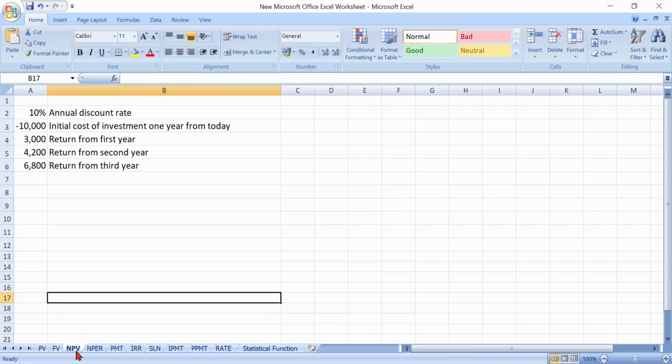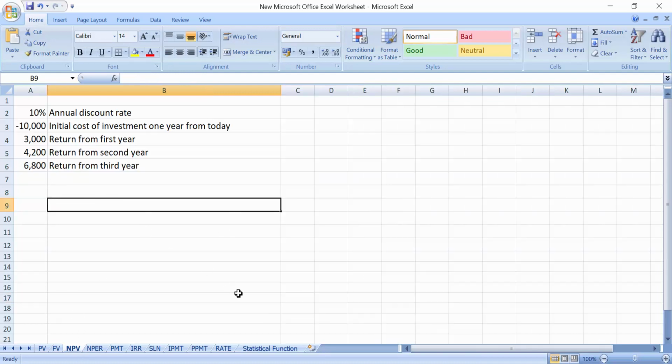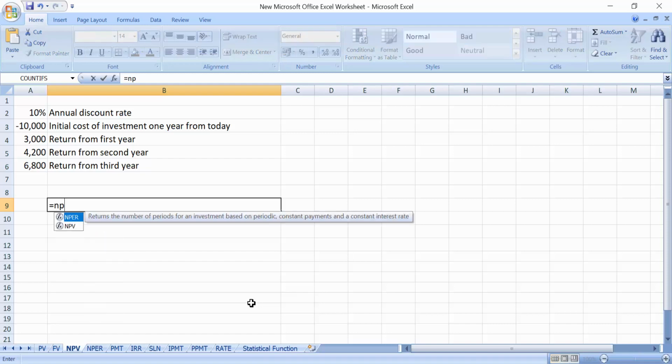Then the third one is NPV. Now what does it return? NPV calculates the net present value of an investment by using a discount rate and a series of future payments, that is negative values, and income, that is positive values. So what is its syntax? If I write NPV in brackets, I have already written the example above. Then the rate, which I have given here as 10%, okay? So 10% is like this.